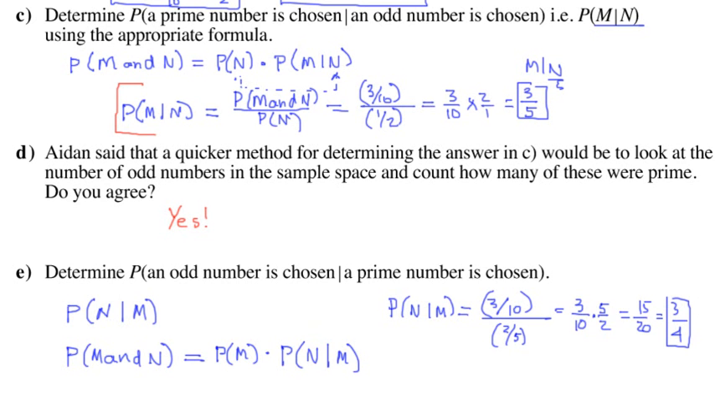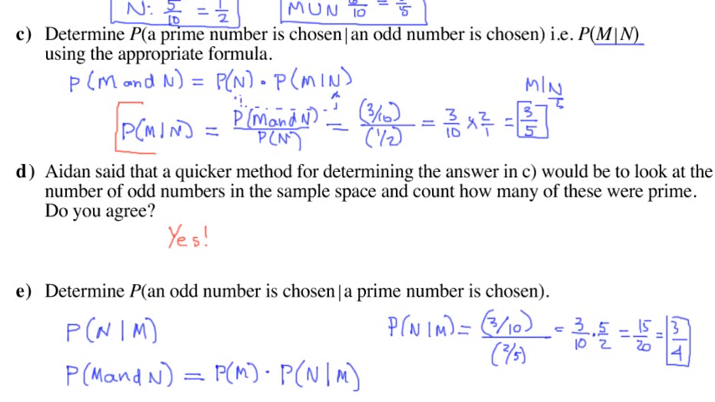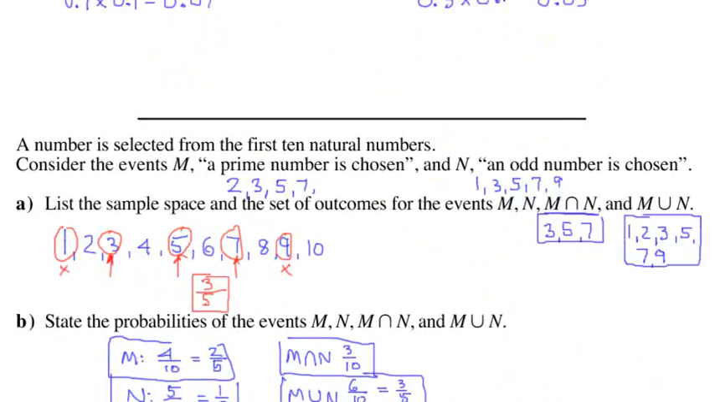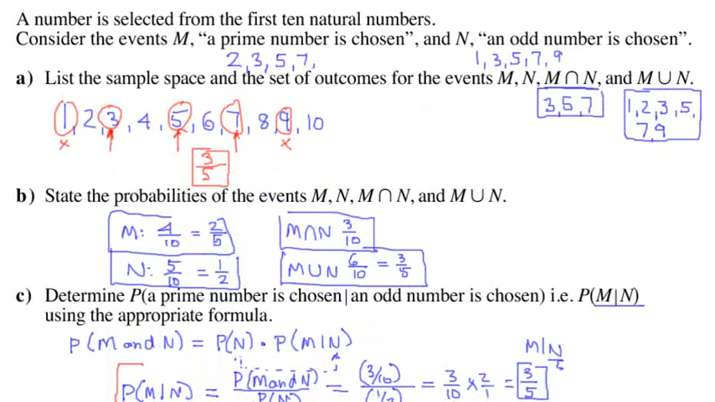Let's see if that checks out. We'll use the Aidan method and actually go to our sample space. If you've picked a prime number, here we are. If you've picked one of these prime numbers, there they are, what's the chance that it's odd? Well, that's odd, that's odd, that's odd, so yeah. If you're just looking at the prime numbers, there's a 3 in 4 chance that you're looking at an odd number as well.